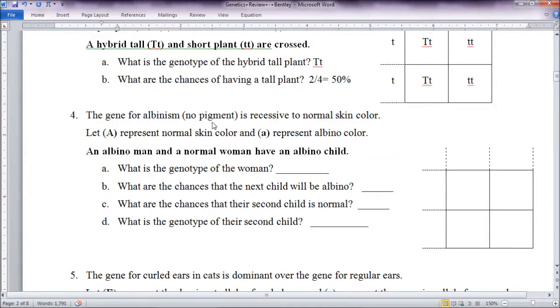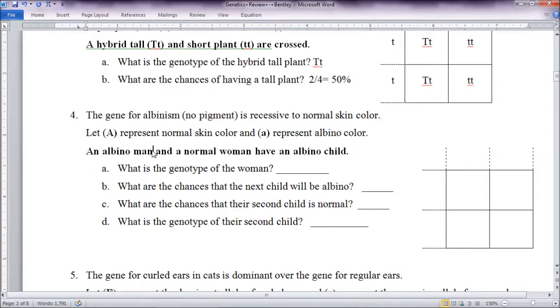So the gene for albinism, which means no pigmentation, very, very pale, the hair looks almost transparent, the eyes on a true albino tend to be reddish to purple. So a very interesting condition. Can cause a lot of other issues though, so it's not really a very fortunate condition. But it is recessive to normal skin color, so that's good. We're going to let capital A represent normal skin color and lowercase a represent an albino coloring.